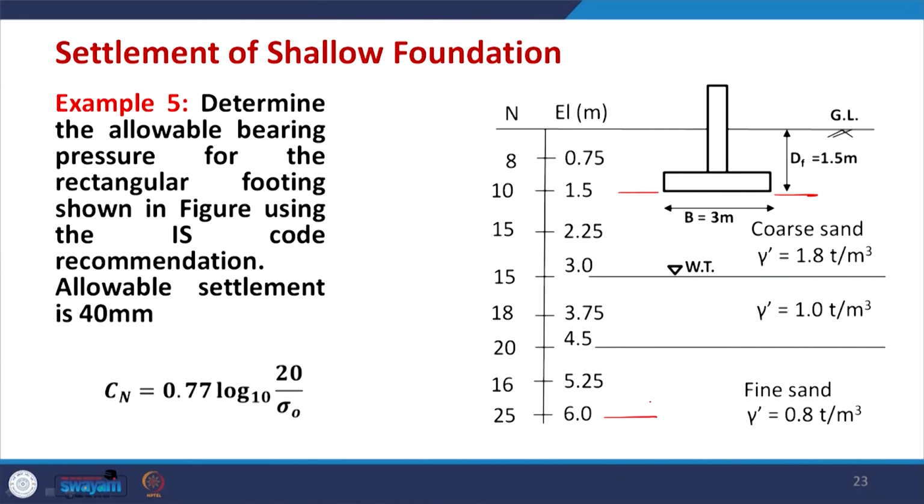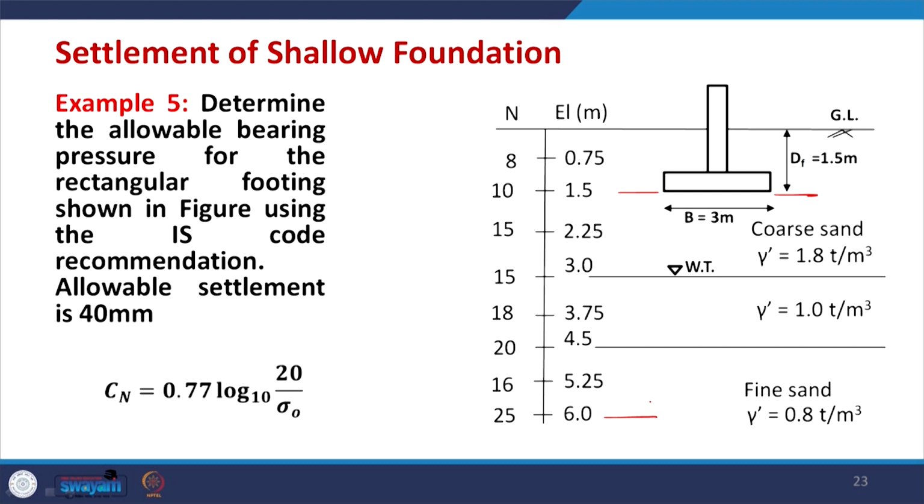So, here B is equal to 3 meter and 1.5 times B equals 4.5 meter. Data are available below this 1.5 meter, and the data go up to 6 meter, that means this depth is 4.5 meter. Below the base of the footing you have data up to 4.5 meter. So, enough data is available.